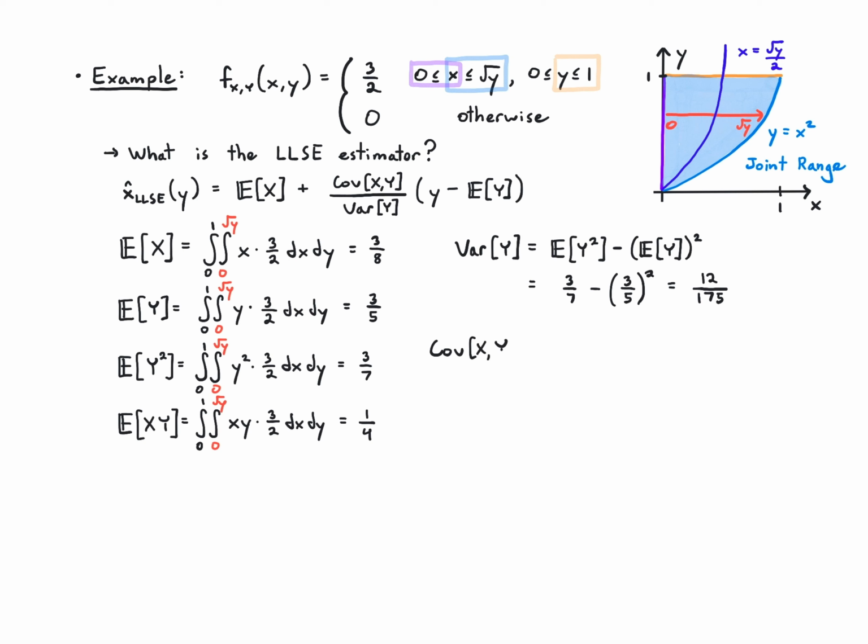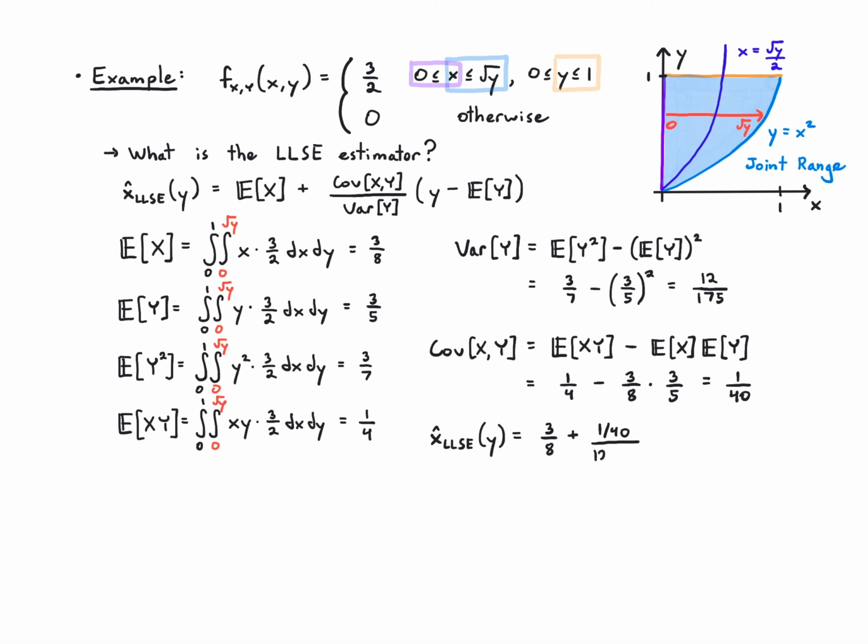For the covariance of x and y, I'm going to use the formula E[XY] minus E[X] times E[Y]. That's going to turn out to be 1/4 minus 3/8 times 3/5, which is 1/40. Plugging all of this into my LLSE formula, I get 3/8 for the mean of x plus 1/40 over 12/175 times y minus its mean, which is 3/5. Simplifying that a bit, I get 35/96 y plus 5/32.